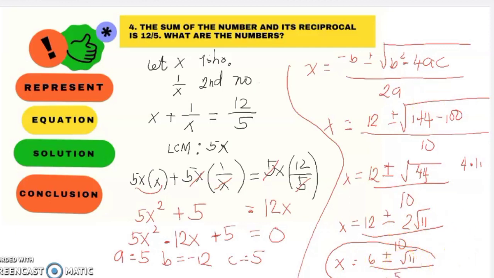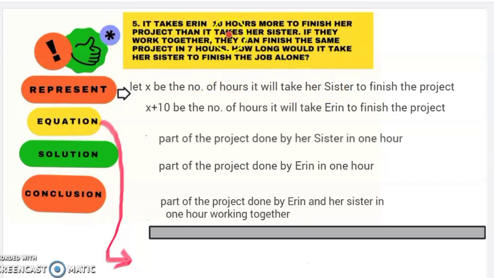So for our last example, number 5: it takes Erin 10 hours more to finish her project than it takes her sister. If they work together, they can finish the same project in 7 hours. How long would it take her sister to finish the job alone?